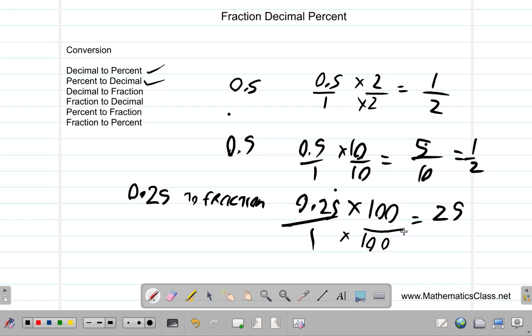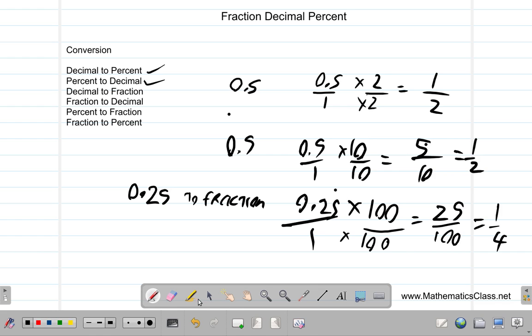When you multiply the denominator, the bottom number, by 100, it's like you multiply by 100 and divide back by the 100. Right? You compensate and get back the value you had before. So 1 times 100 is 100. And then you can cancel down and get a quarter. 25 into 100 is 4. So you get a quarter. So 0.25 as a fraction is a quarter. You see?